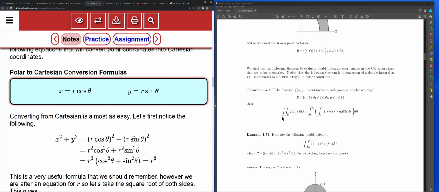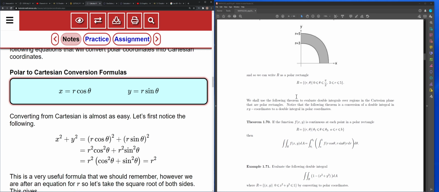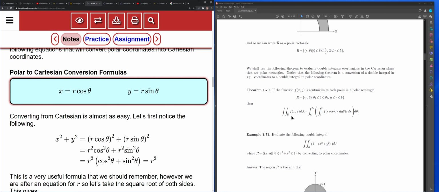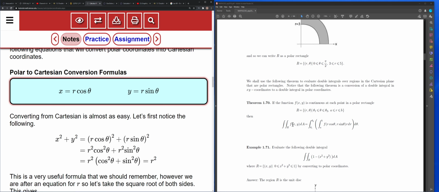Okay, so this here is the form of a double integral, right? You have a function of two variables that we're going to integrate over a region R, right? And your region R, say, could look like this over here, right? Okay, so if I want to integrate over something that is a polar rectangle, well, I'm going to do it by converting to polar coordinates, right?